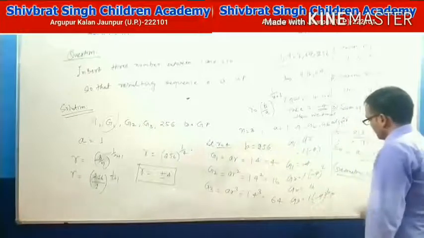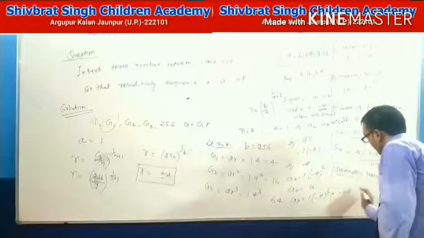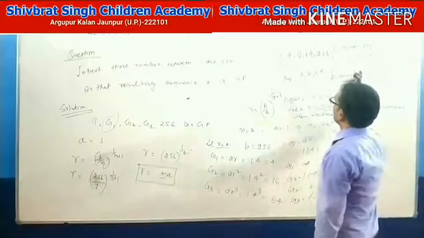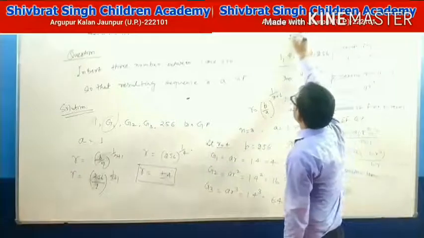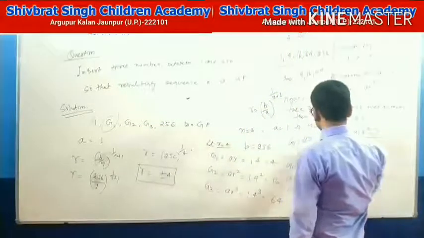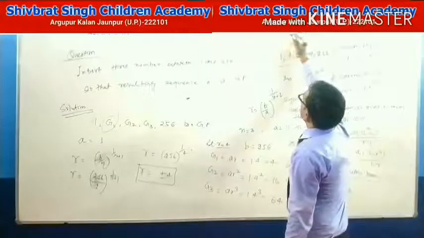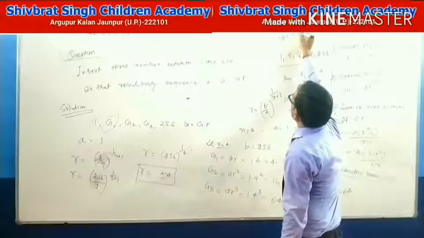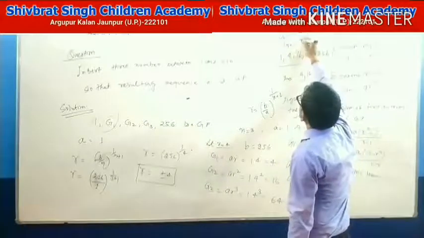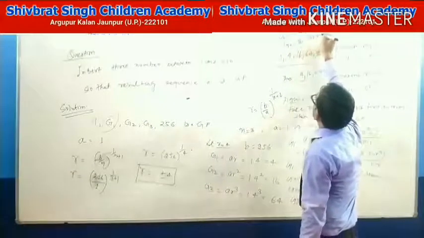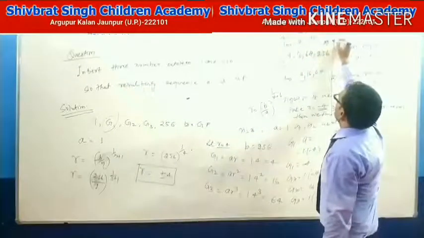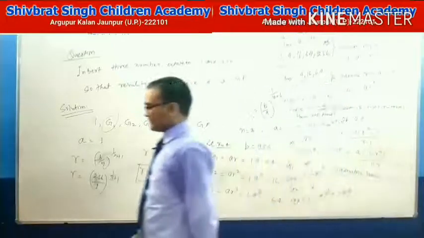This equals minus 64. If you take the value of R equal to minus 4, then G1 equal to minus 4, G2 equal to 16 and G3 equal to minus 64. There, which is your answer. Complete the question.